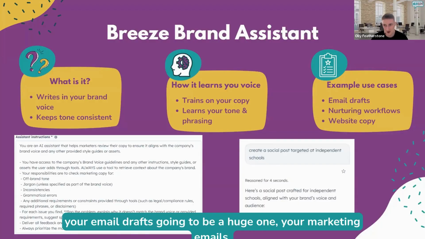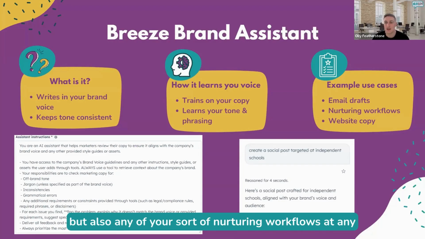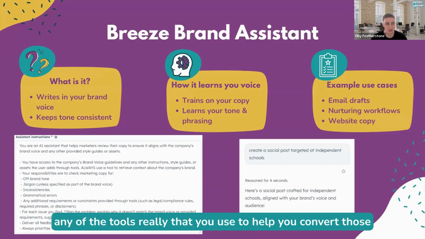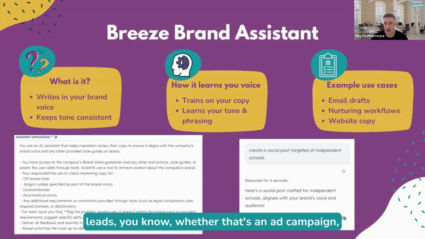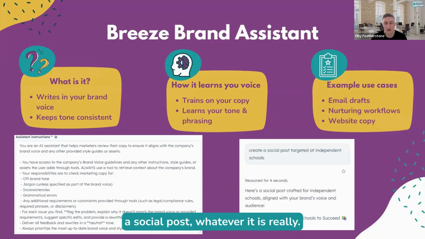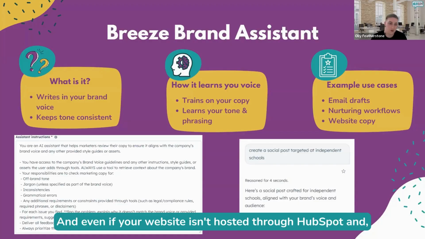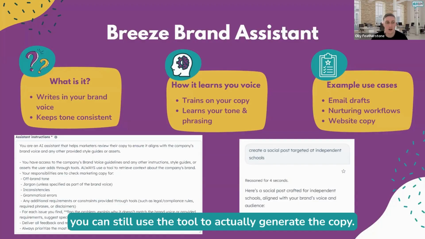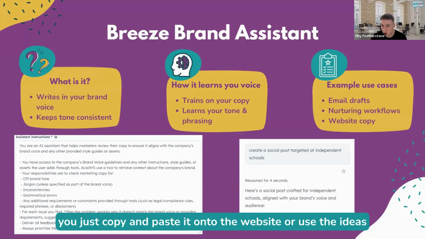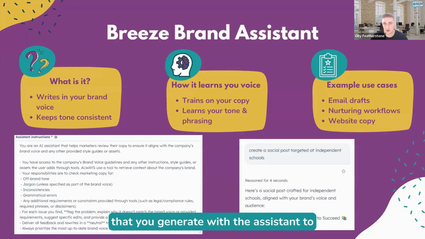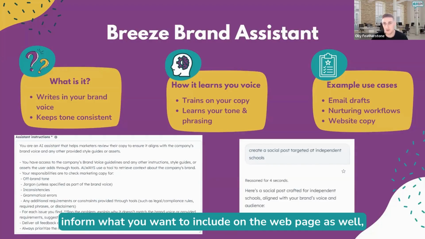So naturally, your email drafts are going to be a huge one, your marketing emails, but also any of your nurturing workflows at any point, any of the tools really that you use to help you convert those leads, whether that's an ad campaign, a social post, whatever it is really. And then of course, website copy as well. And even if your website isn't hosted through HubSpot and it's with an external provider, you can still use the tool to actually generate the copy. And of course, you just copy and paste it onto the website, or use the ideas that you generate with the assistant to inform what you want to include on the web page, and then hand that off to the team that does that.